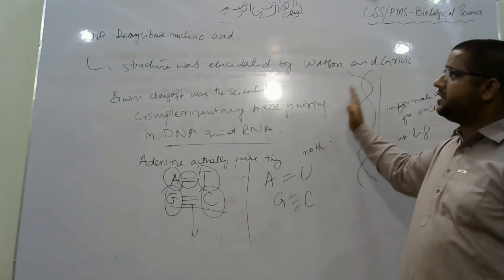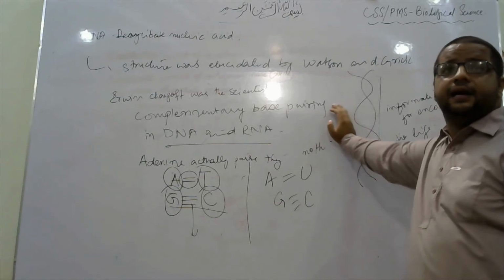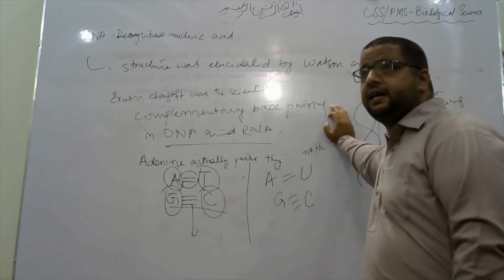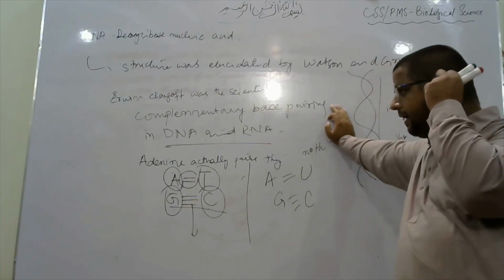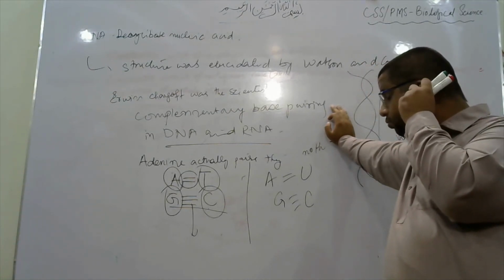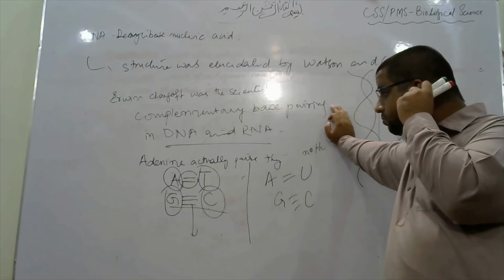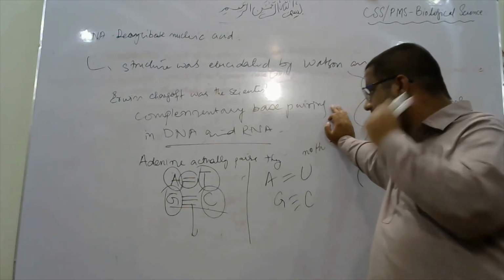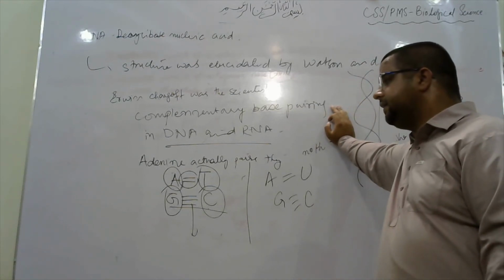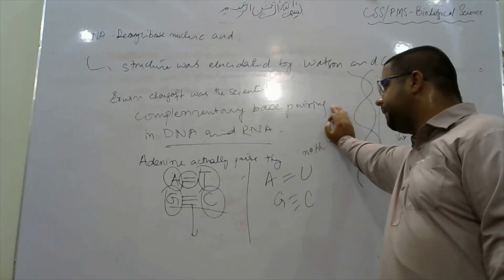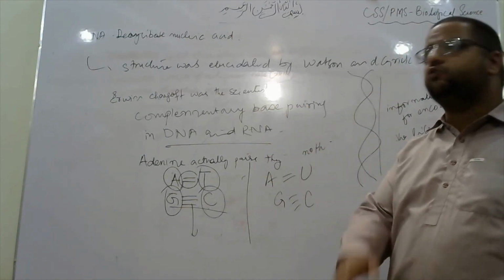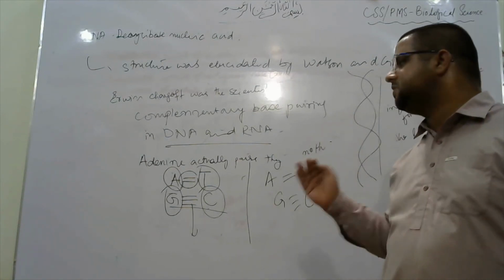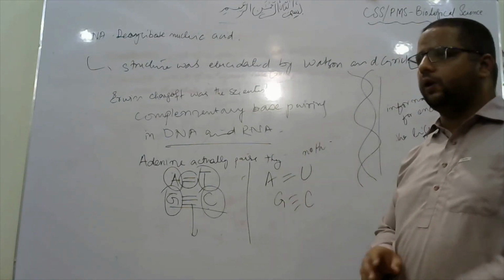DNA structure was revealed by Watson and Crick. Erwin Chargaff predicted the complementary base pairing. Adenine binds to thymine with two hydrogen bonds. Guanine binds to cytosine with three hydrogen bonds. In case of RNA, adenine binds to uracil, and it could be vice versa: thymine might be present, which would bond to adenine, and cytosine might be present, which would bond to guanine.